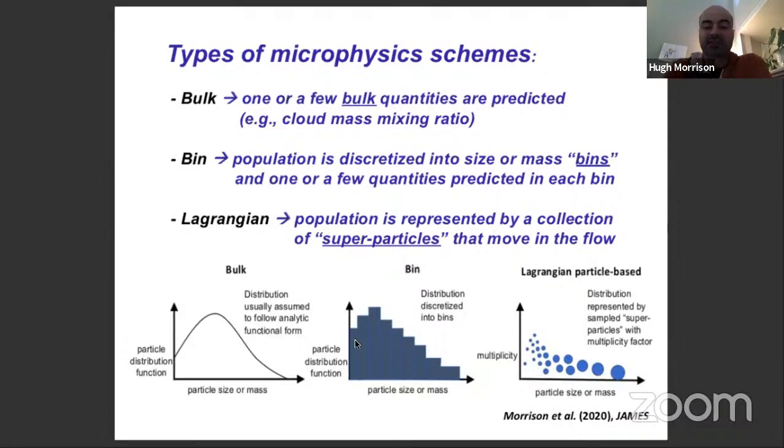So with bin schemes, there are obviously a lot more degrees of freedom to represent evolution of particle size distributions compared to bulk schemes, but that comes with a cost because you have to move all those variables around, and then to calculate the process rates, you have to numerically integrate over the distribution. So Lagrangian particle-based schemes represent microphysics in quite a different way from the Eulerian bulk and bin schemes. In Lagrangian schemes, they represent cloud precipitation particles with representative so-called superparticles that each represent some multitude of actual cloud and precipitation particles. And that number that they represent is referred to as the multiplicity factor. And then each of these superparticles are carried within the model flow based on Lagrangian trajectories.